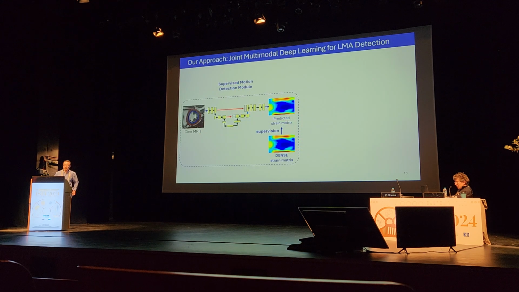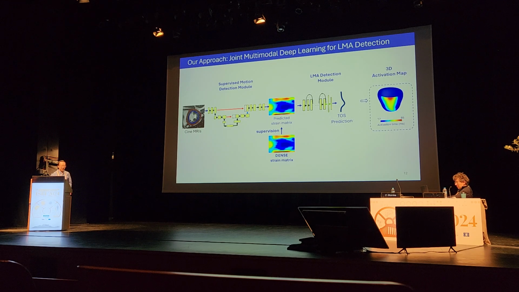Okay, so now is the technical part. Our proposed approach is the joint multimodal deep learning detection. It starts with a supervised motion detection module, where we take the input from CMR and predict the strain matrix, which represents the heart movements, with the guidance or supervision from the accurate DENSE strain matrix. After that, we also include the LMA detection step to predict the TOS from the predicted strain matrix.